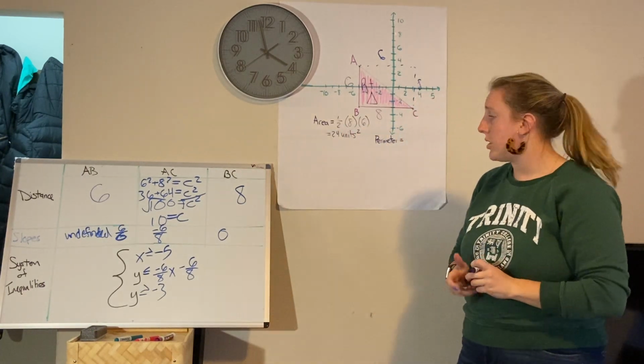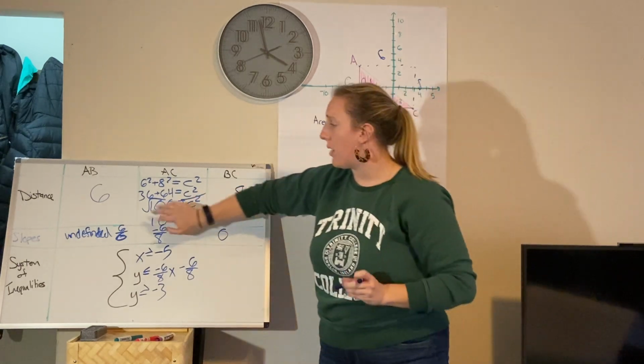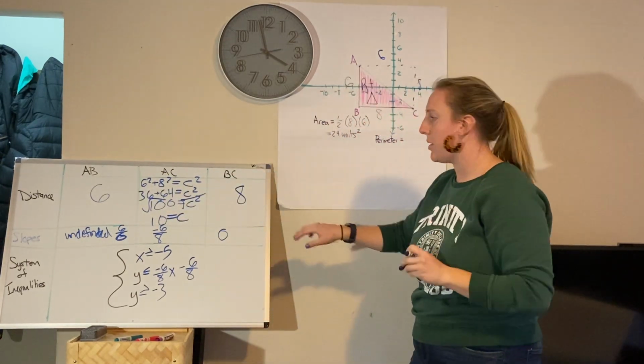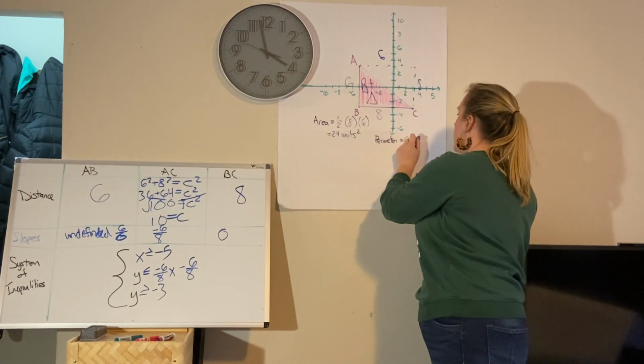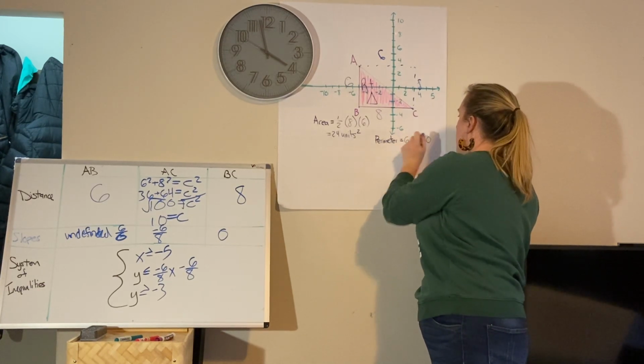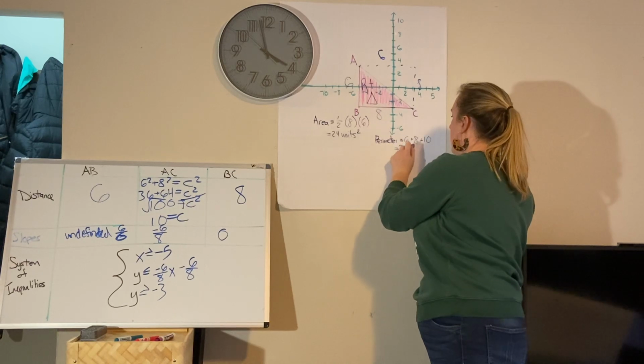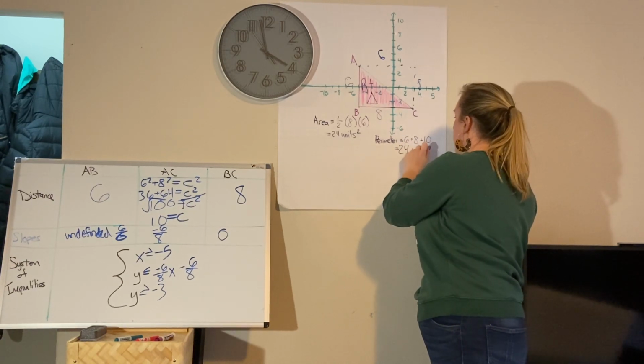For my perimeter, what is nice is I already found my side lengths. So for my perimeter, I'm just going to add them. 6 plus 8 plus 10, and I get 24 units.